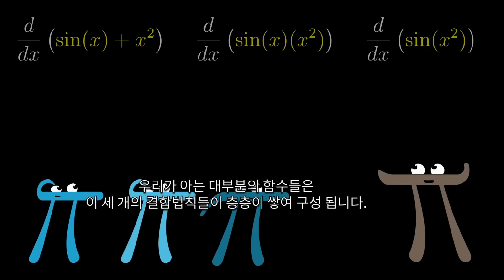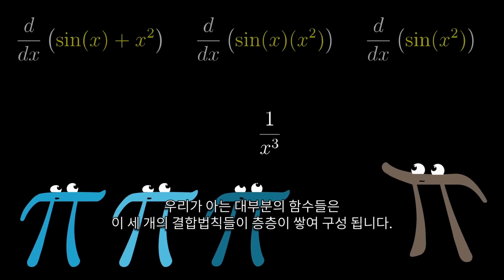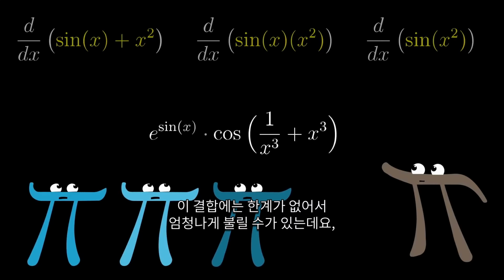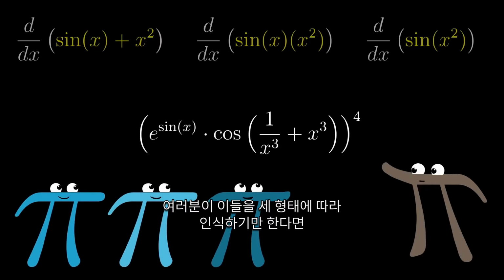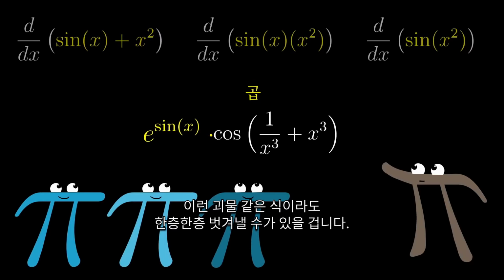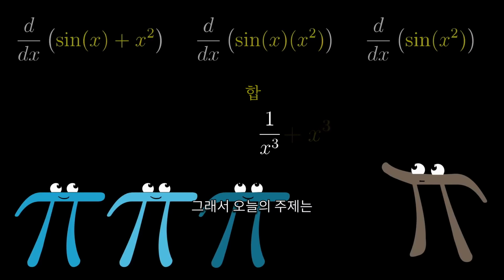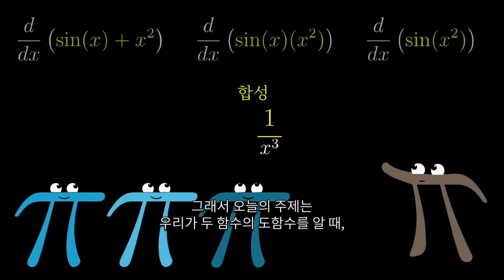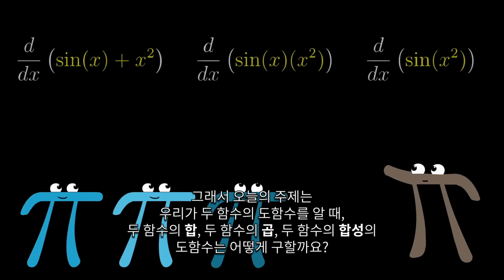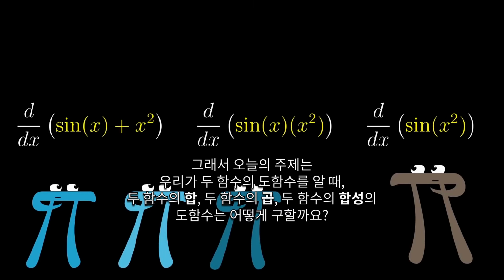So really, most functions you come across just involve layering together these three different types of combinations, though there's not really a bound on how monstrous things can become. But as long as you know how derivatives play with just those three combination types, you'll always be able to just take it step by step and peel through the layers for any kind of monstrous expression. So the question is, if you know the derivative of two functions, what is the derivative of their sum, of their product, and of the function composition between them?